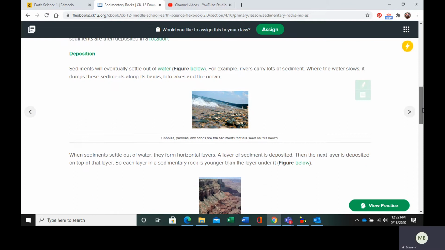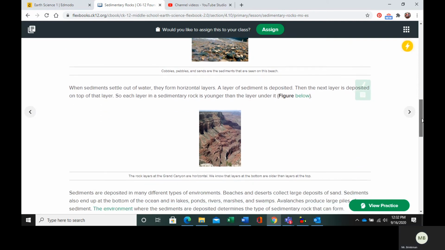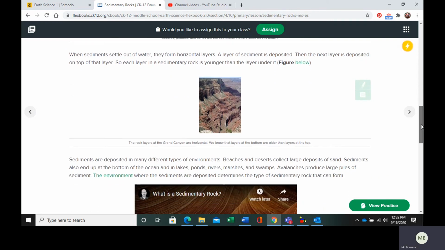So when sediments travel, eventually they're going to be deposited somewhere. Okay? So they can be deposited in places where the water slows, so the shores of beaches, riverbanks, bottom of the ocean. And as these sediments settle out of the water, they're going to form horizontal layers, as we can see here. With all these layers, the oldest layers are going to be the ones at the bottom, and the younger ones are going to be closer to the top.